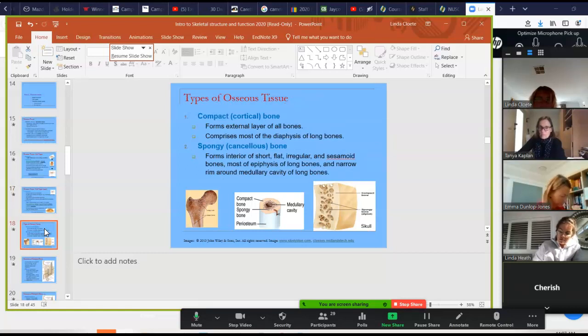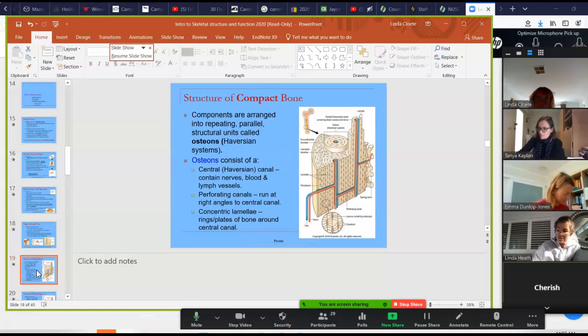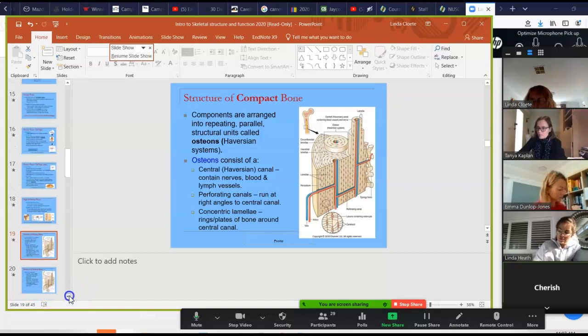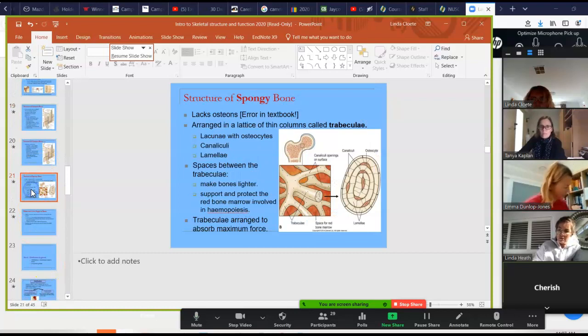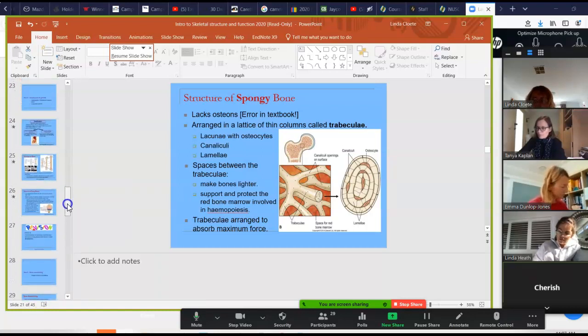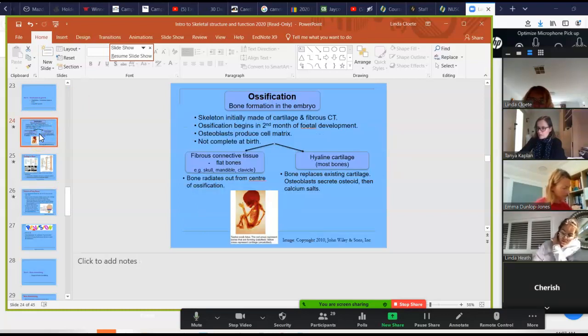And then the big thing here is the structure of compact bone. You don't have to know the structure so much, but the actual bone formation, that you did in your exam, sorry. I'm just looking for that. Structure of spongy bone: you need to know the difference between spongy and compact bone, but essentially only for multiple choice. I just want to check this.